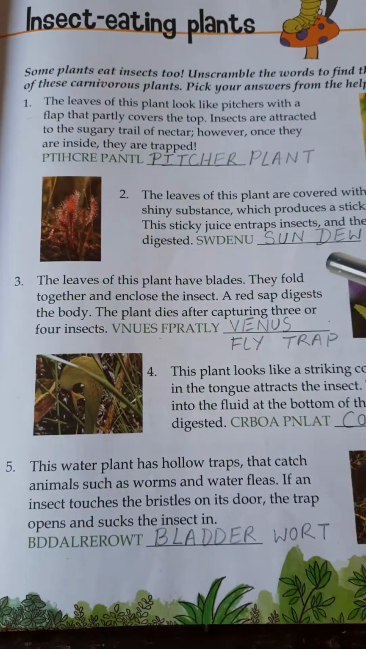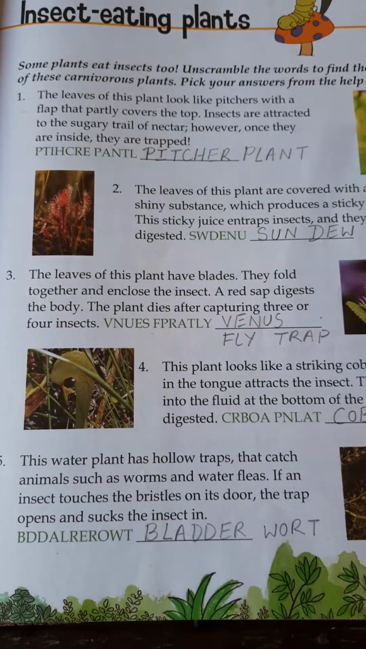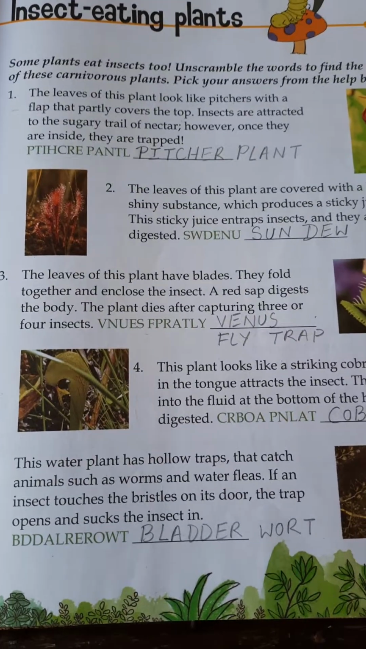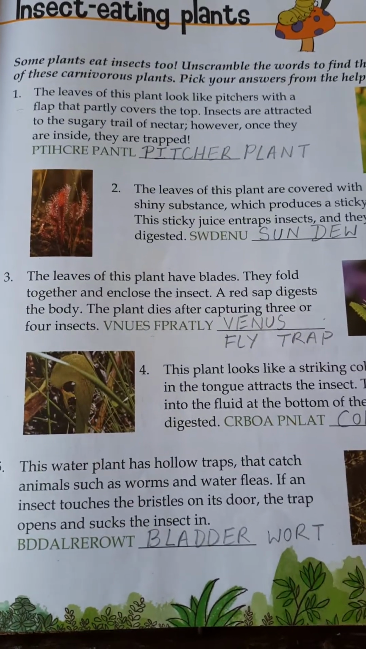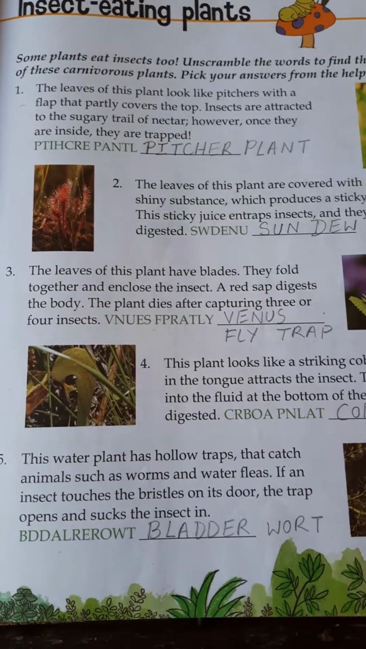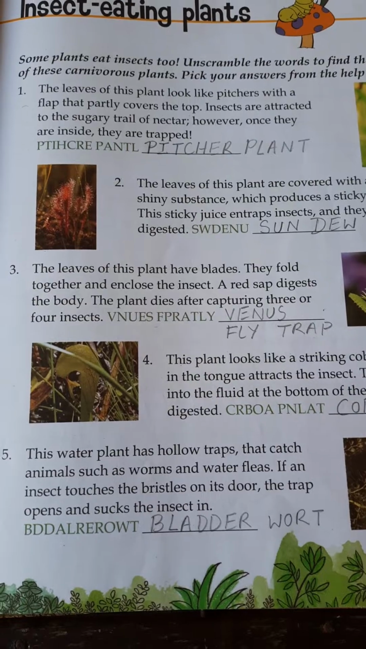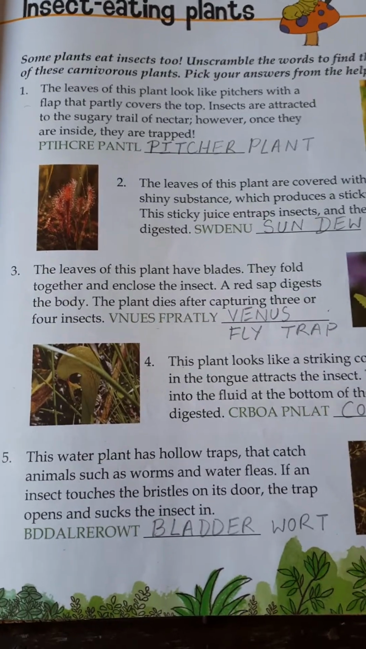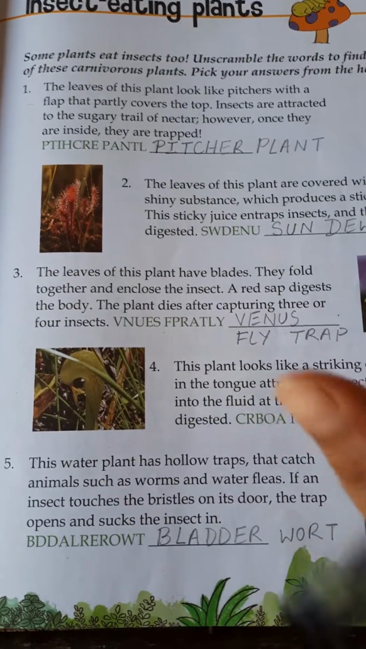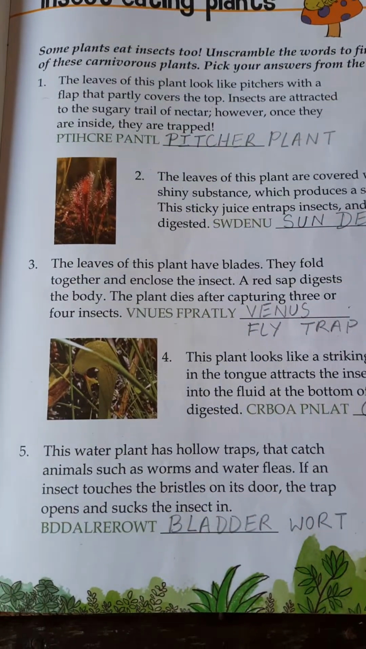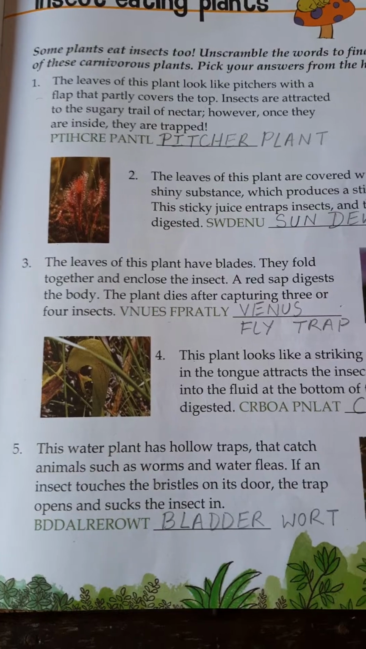Insects are attracted to the sugary trail of nectar which is present over here. Nectar is a type of honey-like thing which is very sweet or sugary, and that sugary thing has a sticky attraction to it. That is the reason all the ants and insects, whatever it is, get attracted and get attached to it. However, once they are inside, they are trapped. Once they get inside, they get trapped in it. So it's called a pitcher plant.